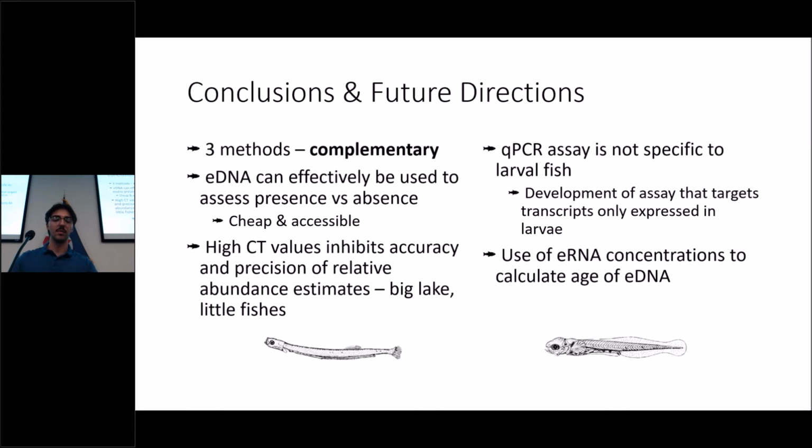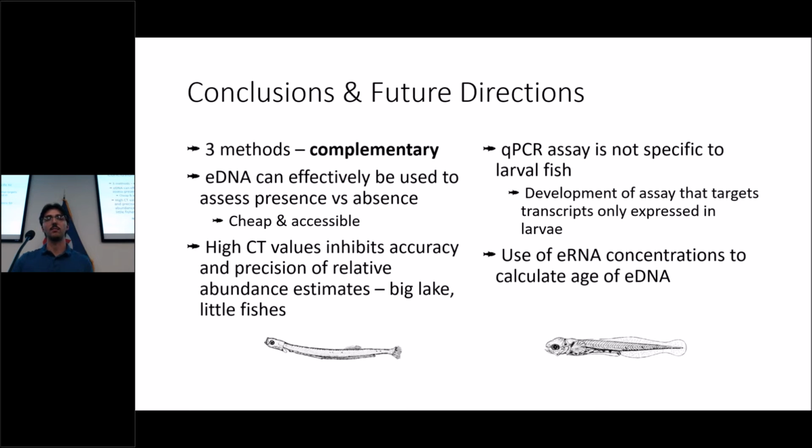In terms of relative abundance, eDNA in this case has some challenges due to the incredibly low density of larval fish in Lake Michigan. And some future directions for this technology is the development of a qPCR assay that targets transcripts only expressed in larvae. So our current assay does not discriminate between larval and adult alewife.